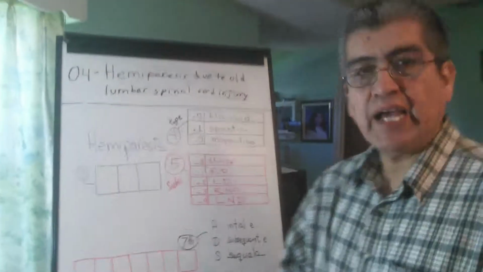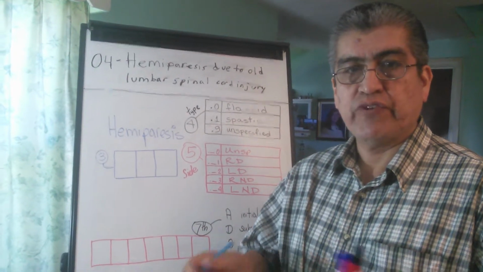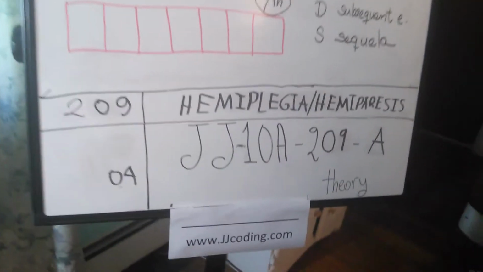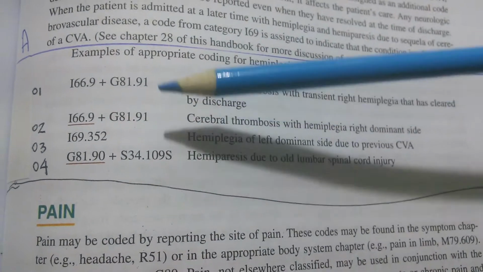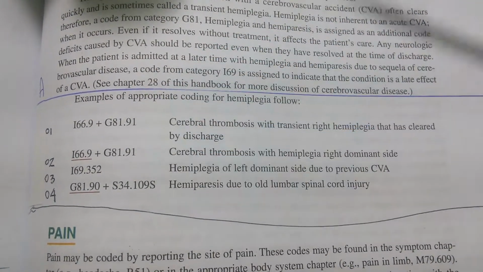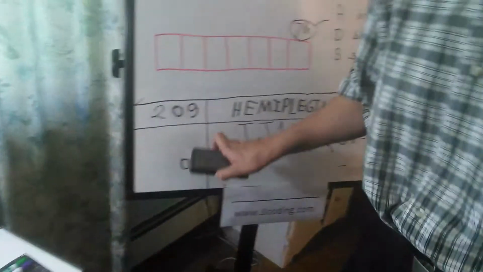Hi, good morning. Today we have the last problem from our group for hemiplegia and hemiparesis that was outside of the regular exercises. Let me show you in the book. These four problems are not really exercises, they're your examples, but we're explaining them because we have to explain every single part of the book.